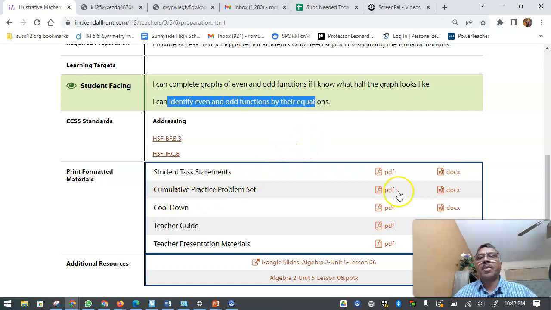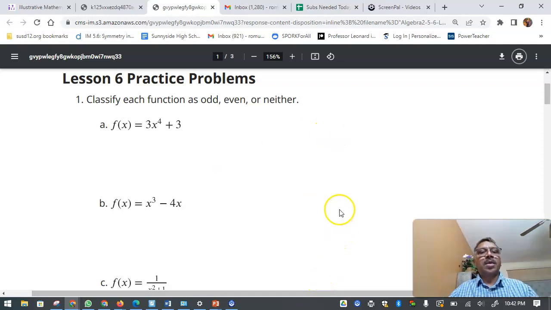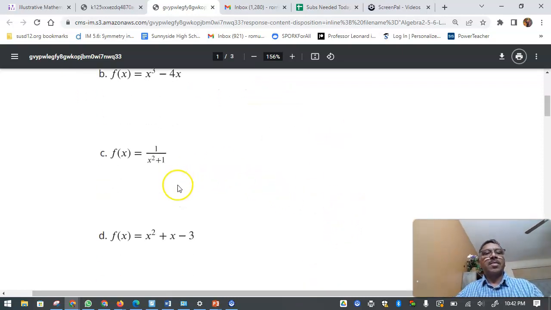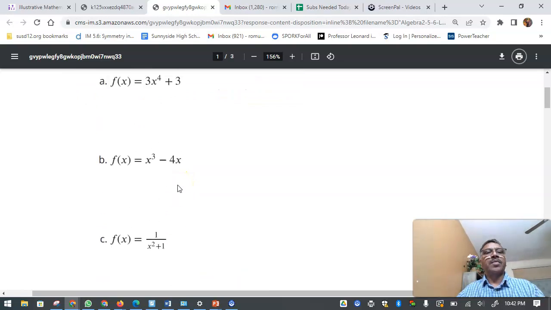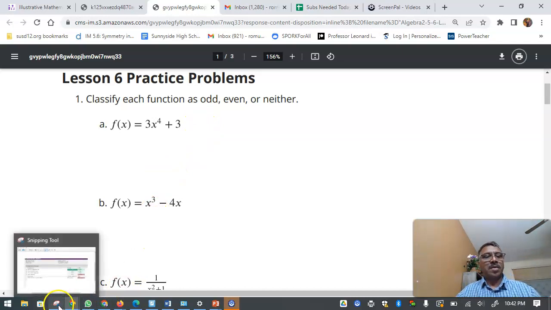Here is the one I'm clicking on, the cumulative practice problem right here, the first problem of the day. So how do we know which one is which among these? There are four, and we'll see which among these is even and odd. So how do we know? First, let me take this.